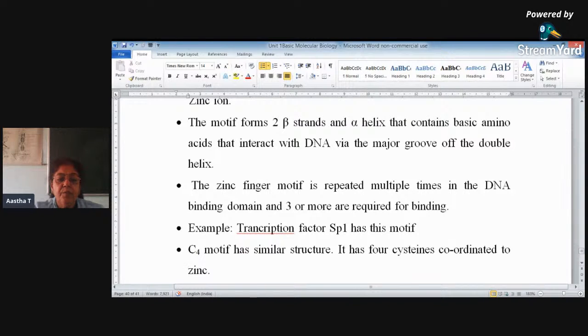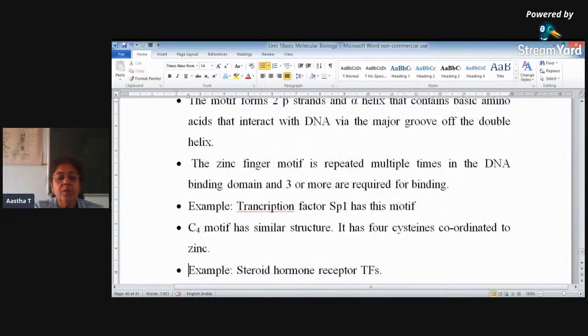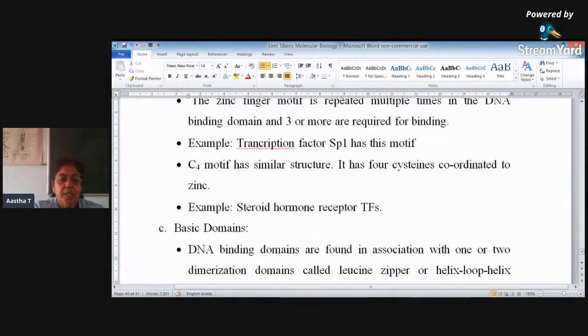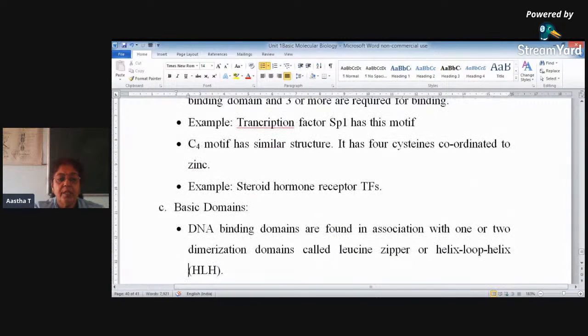The cysteine motif, C4 motif, also has a similar structure. There you have 4 cysteines and zinc in the middle. Just as we saw above 2 cysteines, 2 histidines and zinc in the middle, similarly the C4 motif has 4 cysteines. An example is the steroid hormone receptor transcription factors. So these are TFs, and these are actually the steroid hormone receptors.